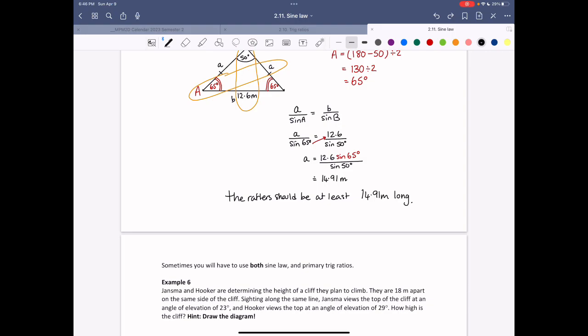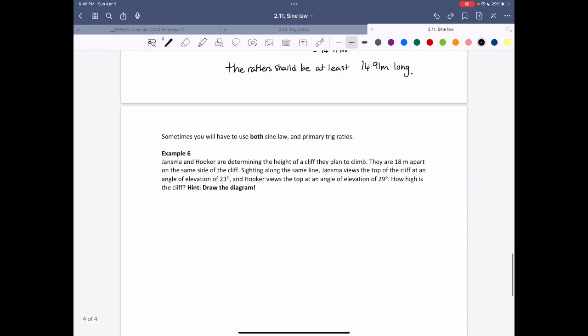Okay. Sometimes you'll have to use both sine law and primary trig ratios. Now remember, please use primary trig ratios if the triangle is a right triangle. Sorry for my squeaky chair there. But if it's not a right triangle, you have to use sine law.